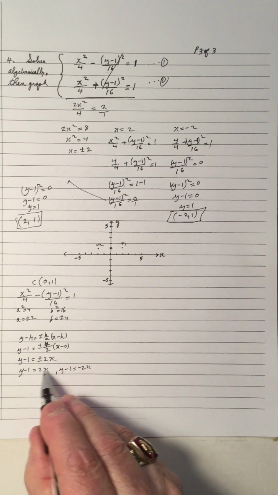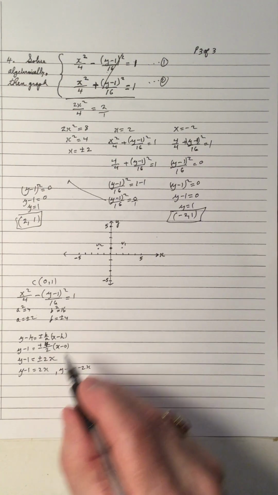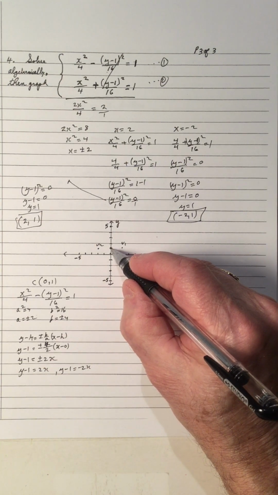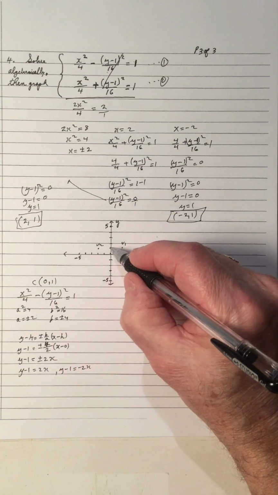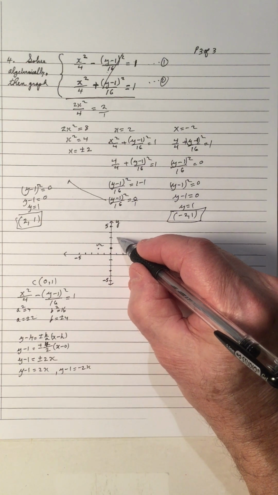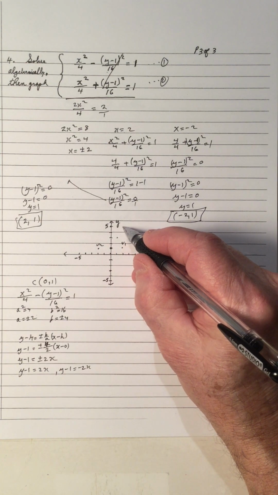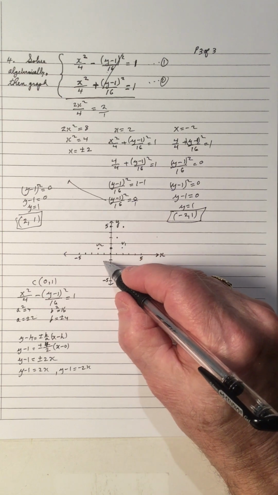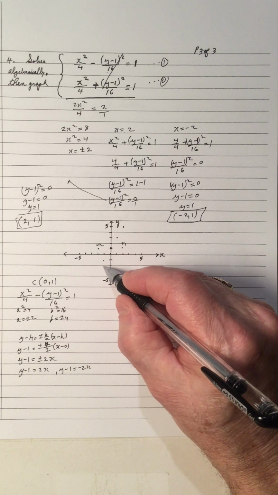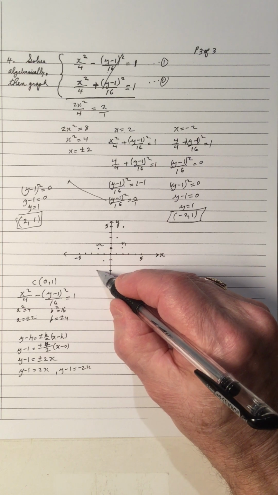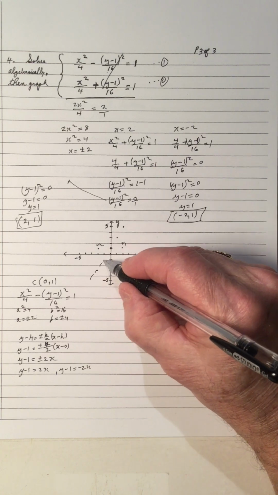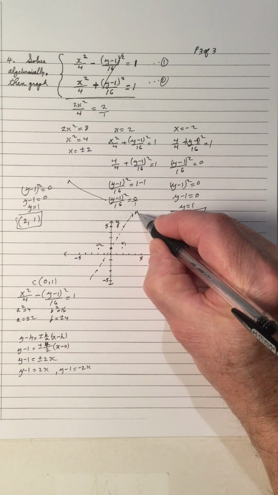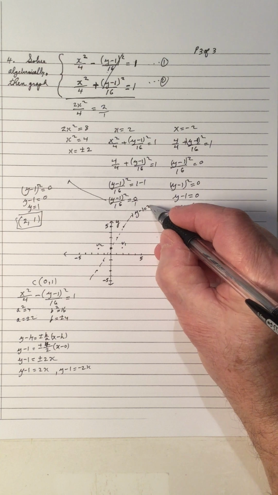And we could bring the 1 over. But let's graph it. It passes through this center, and it rises 2 and runs 1. Rise 2, run 1. Rise 2 and run 1. So we got here. Or we can go down 2, left 1. Down 2, left 1. So this is the one asymptote, which is y minus 1 equals 2x.